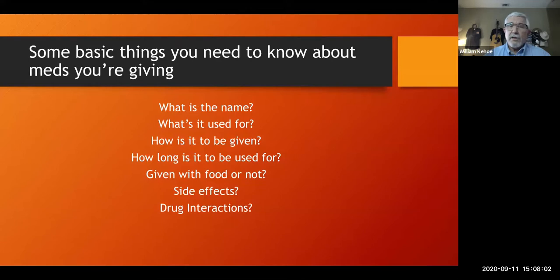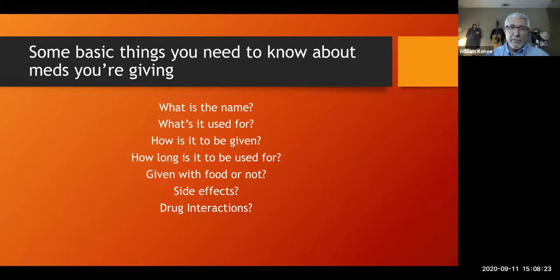Really important is how is it to be given? Again, there's many ways. I'll talk about the ways that we have of getting medications into the body, but we're pretty good at doing it, and it's not all just oral. But also knowing the conditions to give the drug. For instance, on an empty stomach, does it need to be taken with food?